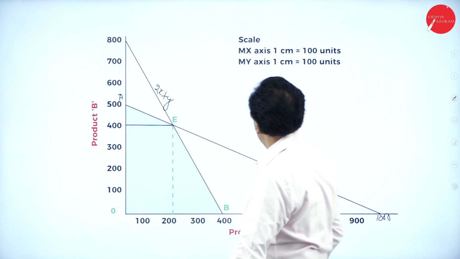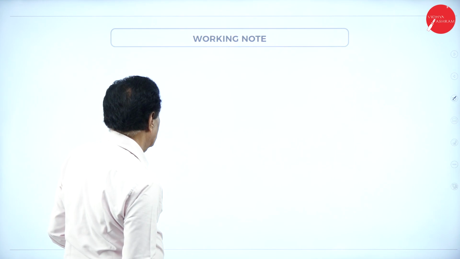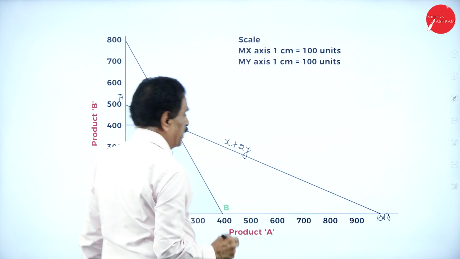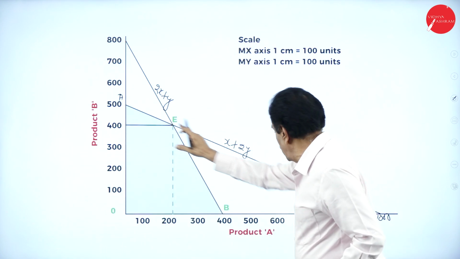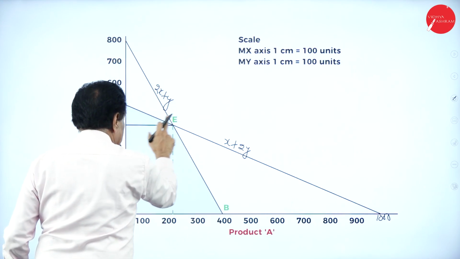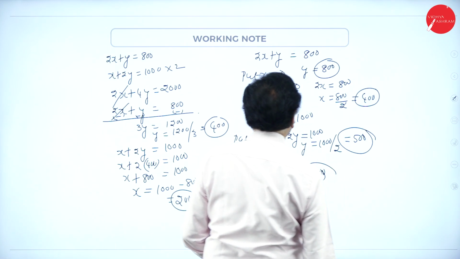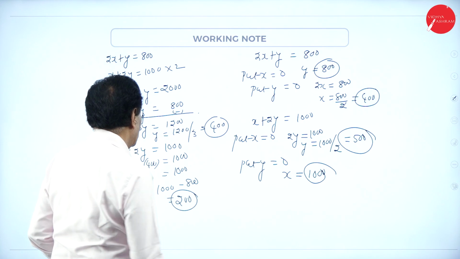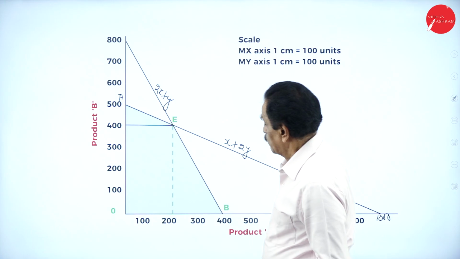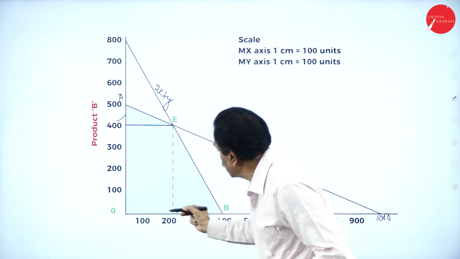Here is the second equation, x + 2y. I drew it here, and for this line I put B. It cuts on both sides at the point called E. See what answer you got when you solved the problem: 400 and 200, with 400 on the y-axis. Here we have drawn it perfectly, 200 on the x-axis.